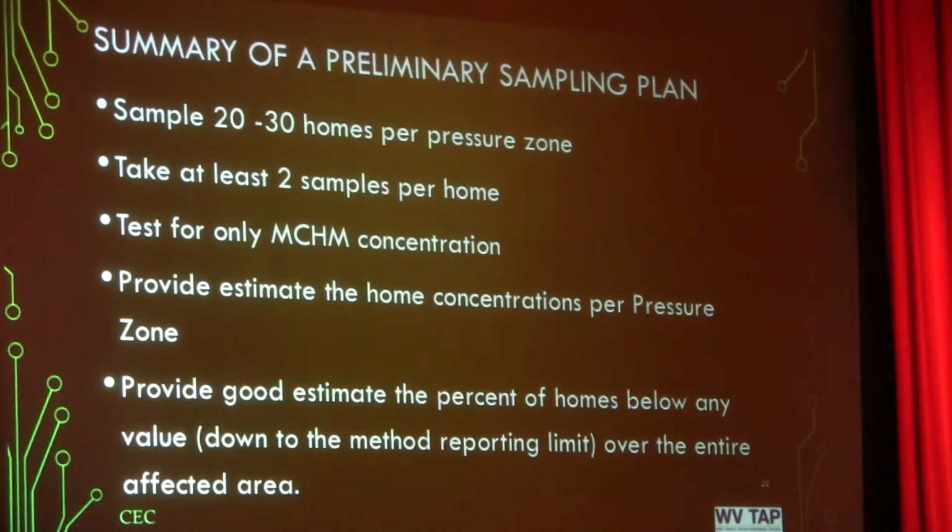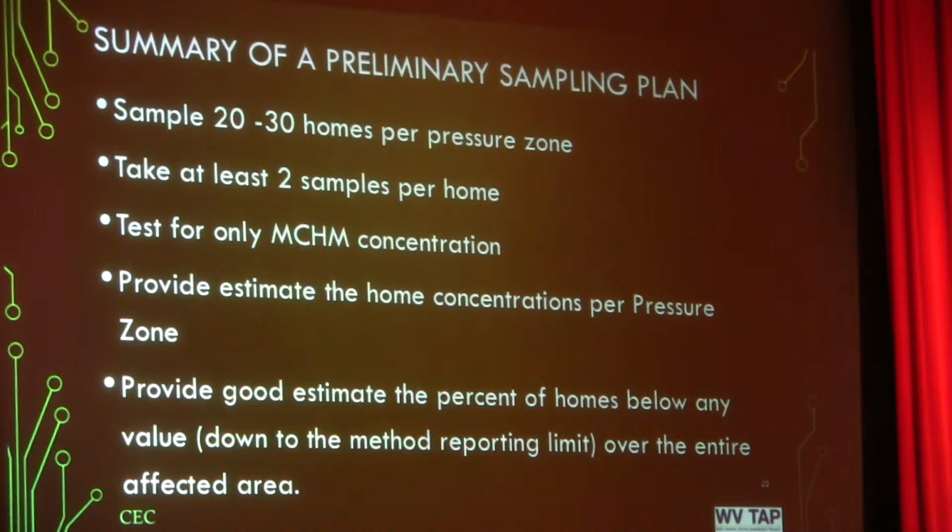So the summary of the preliminary sampling plan: 20 to 30 homes per pressure zone, 21 pressure zones. Take at least 2 samples per home. We will test only for MCHM. We did not find any PPH. TOC did not give us additional information.